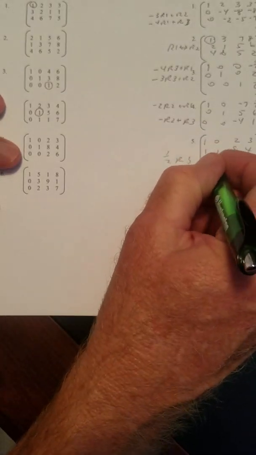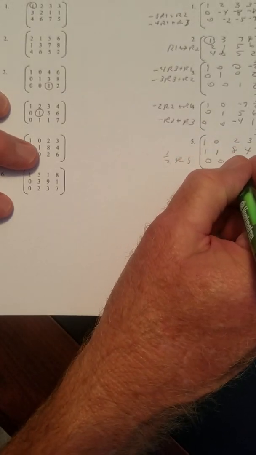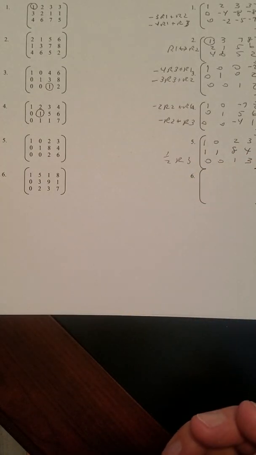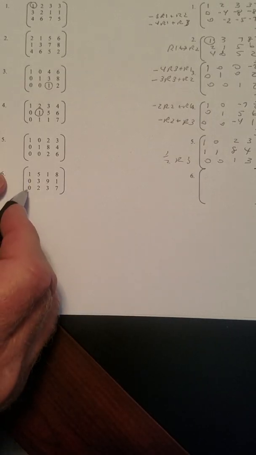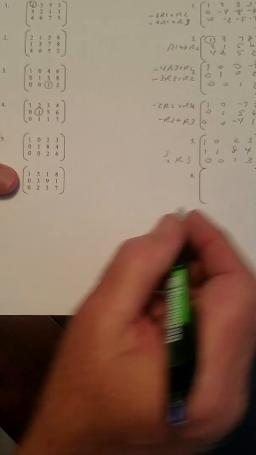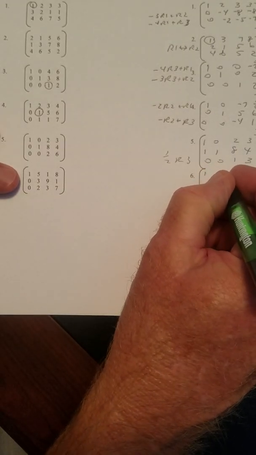So half of 0 is 0, half of 0 is 0, half of 2 is 1, and half of 6 is 3. And then you go to the bottom one. First column's done. We need to get a 1 where the 3 is. So the top row stays the same.